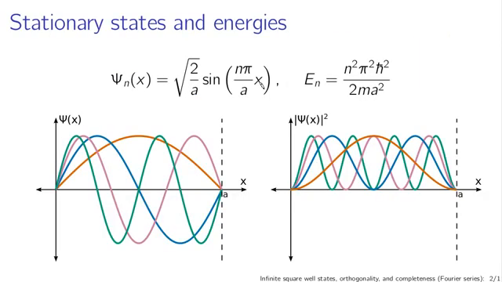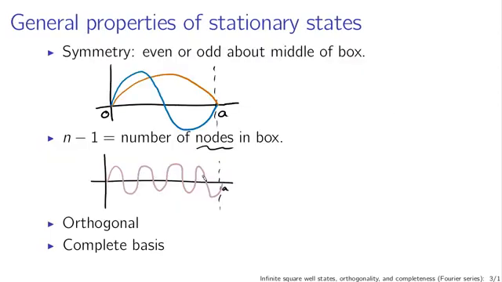To recap, first of all, these are what our stationary states look like for the infinite square well potential. This is the potential such that v of x is infinity if x is less than 0 or x is greater than a, and 0 for x in between 0 and a. So if this is our potential, 2, 3, 4, 5, 6, 7 nodes, this would be sort of like the wave function for n equals 8.